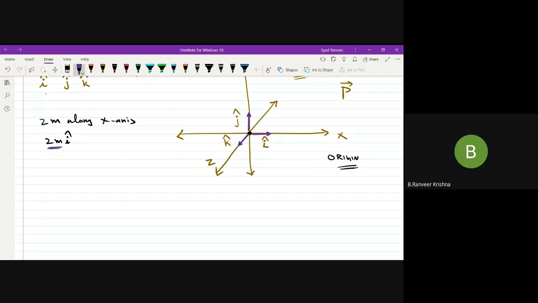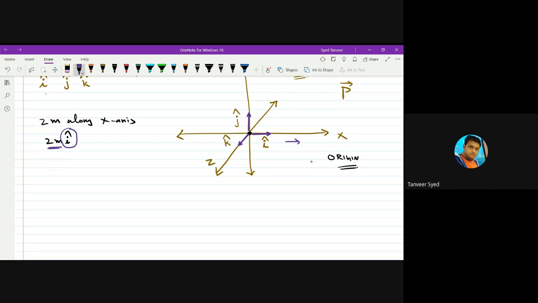Sir, from where? Origin. All things start from origin. You should go 2 meter. In which direction? In the direction of I cap. What is the direction of I cap? Along x-axis. Sir, can we write 2 I cap also? But you should have some unit, no? 2 means what is this quantity? Is it 2 liter or 2 kg or 2 second or 2 Newton? It must have some unit, the physical quantity which you are representing.